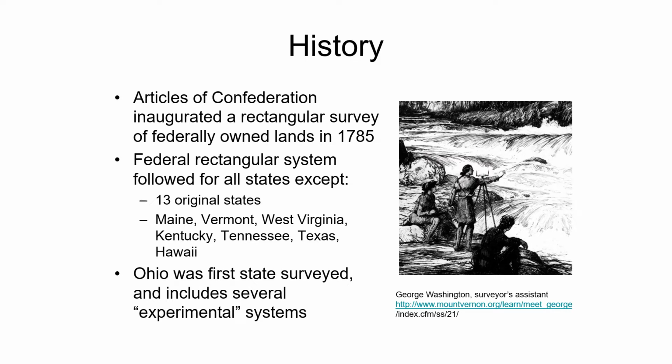The Public Land Survey System was initiated by the Articles of Confederation, which preceded the U.S. Constitution. In 1785, that stipulated that there should be a rectangular survey of federally owned lands. So that federal rectangular system was set up, but because it was set up after the 13 original colonies and then states were already inhabited, it doesn't really cover those. In addition, it doesn't cover the states of Maine, Vermont, West Virginia, Kentucky, Tennessee, Texas, and Hawaii.